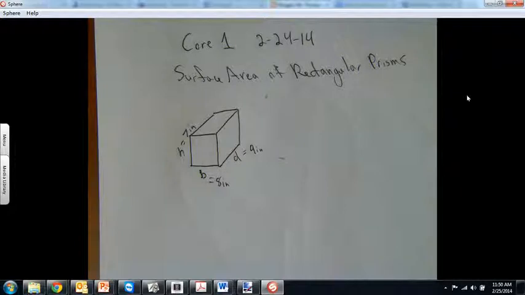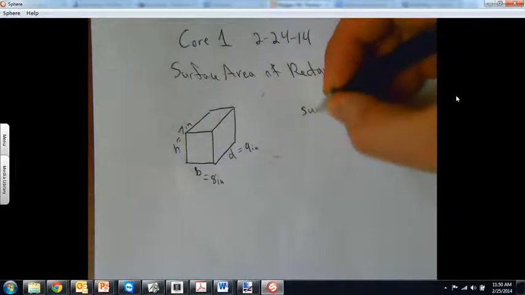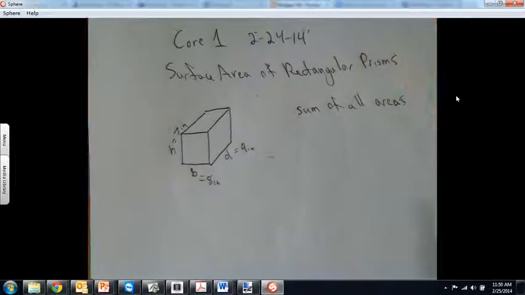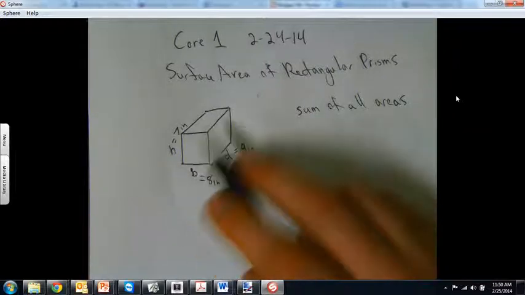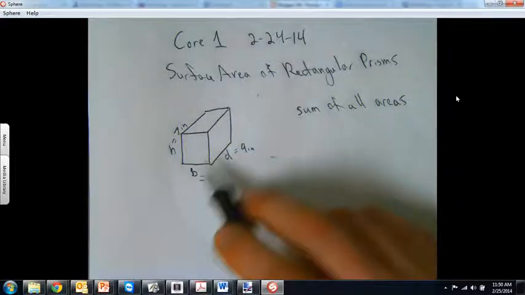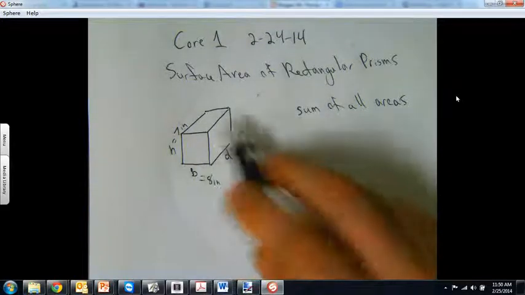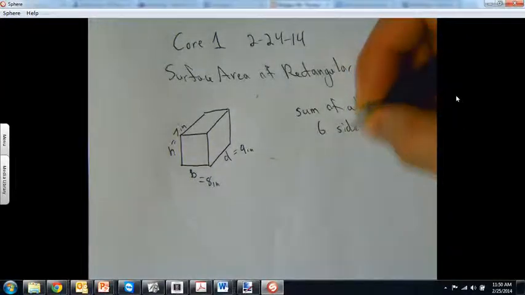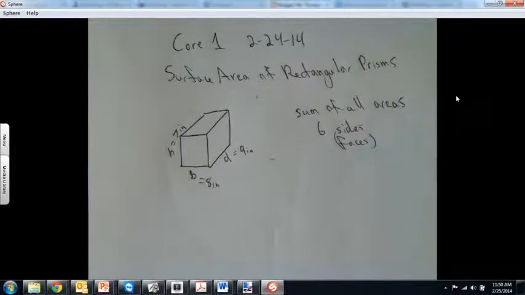Now, surface area, as we defined in class, is the sum of all areas. That means the area of the front, the area of the side, the area of the top, the area of the back, the left, and the bottom. A rectangular prism has 6 sides or faces that we need to worry about. However, thankfully, rectangular prism is the easiest of our 3D shapes to do this with.